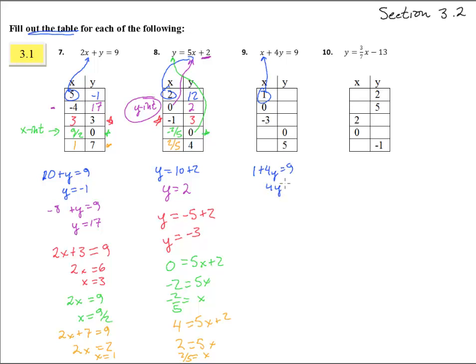Subtract 1, we get 4y equals 8. And divide by 4, we get y equals 2. There we go. Now we're going to stick in 0 for x. Remember, this will give us the y-intercept right here. So we're going to stick that in for x.